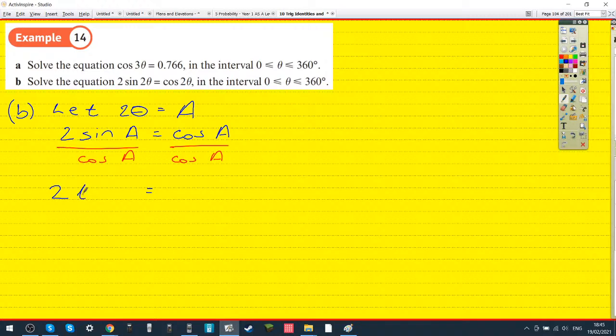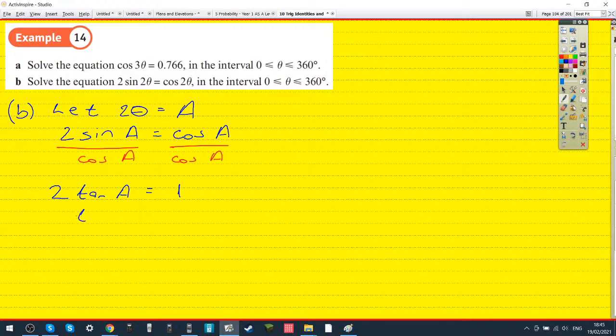No. Cos A divided by cos A is 1. Yep. Sorry, are we dividing by cos or cos A when we do this? Cos A. So how come tan keeps its A? Because sine A over cos A is tan A, but cos A over cos A, anything divided by itself, is 1, no matter what the number. So divide by 2 first, so tan A equals a half.